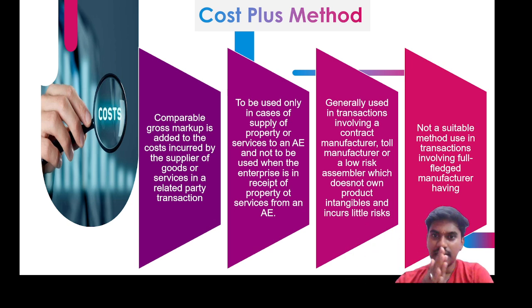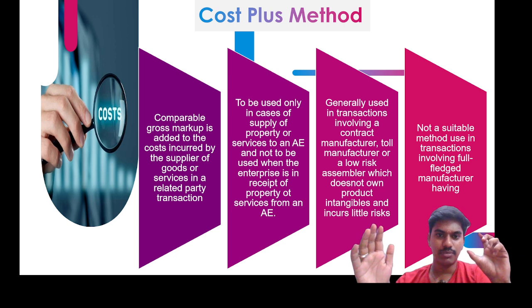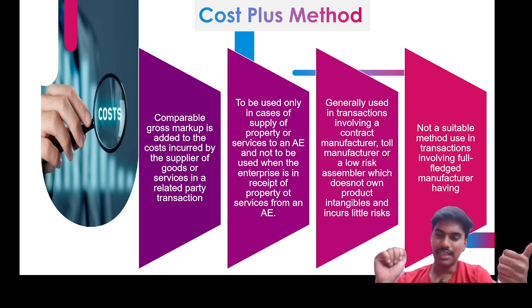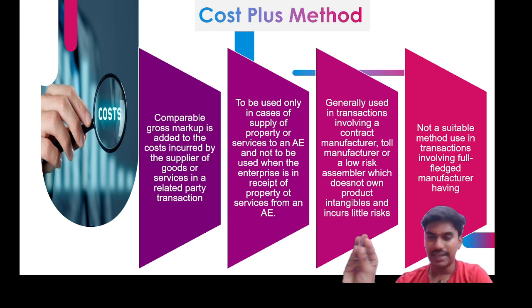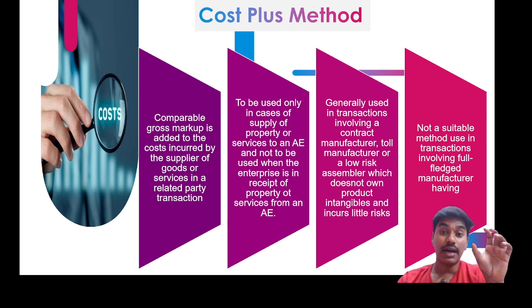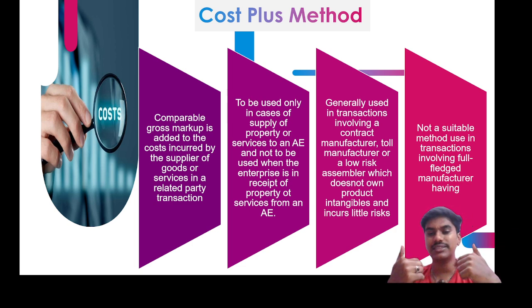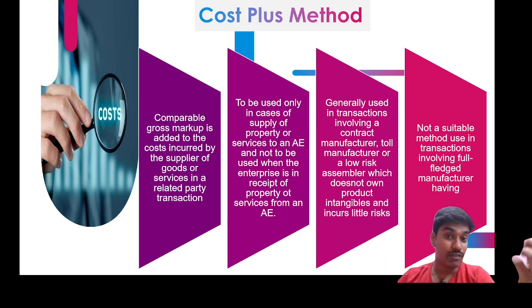In the cost plus method, the sale should be to a related party, and all the purchases should be from unrelated parties. It is exactly the opposite of the resale price method. See the second box: to be used in cases of supplies of a property or service to an AE. AE means associated enterprise, and it is not to be used when the enterprise is in receipt of property or service from an AE. If I am going to receive the services, if it is going to be my cost, I have to use the resale price method and not the cost plus method. If I have to use the cost plus method, my sale is to be to the associated enterprise. That is the only difference between the resale price method and the cost plus method.